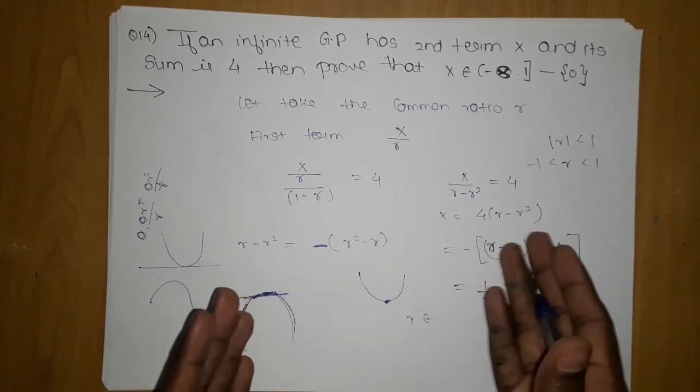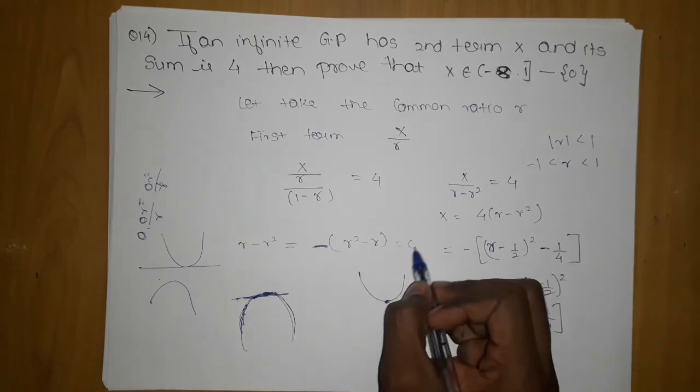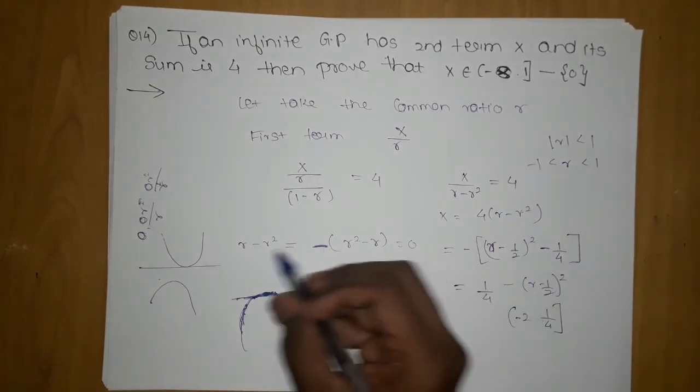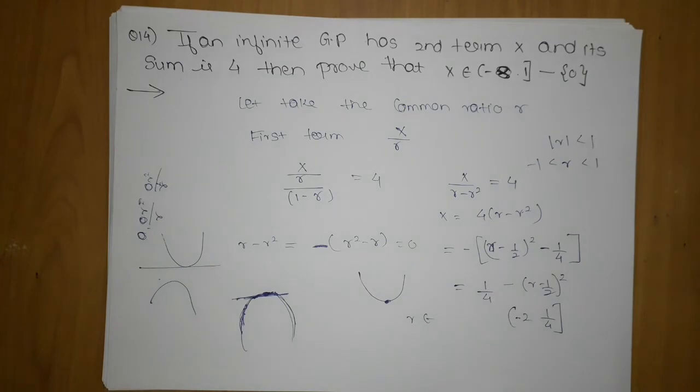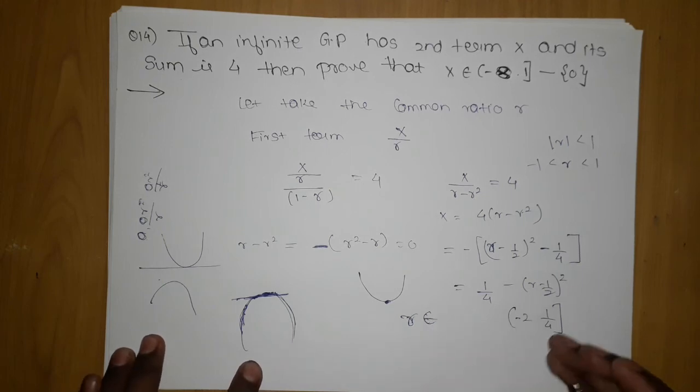x depends on 4, r doesn't depend on 4. If at some root r is equal to 1 and r is equal to 0, this 4 will go on. We have done so many questions on quadratics, I don't think these small things are necessary to be explained. Sorry if you don't understand, but I have done so many questions on quadratics, so I'm not teaching it. So I know that r belongs to minus 2 to 1 by 4, with 1 by 4 included.